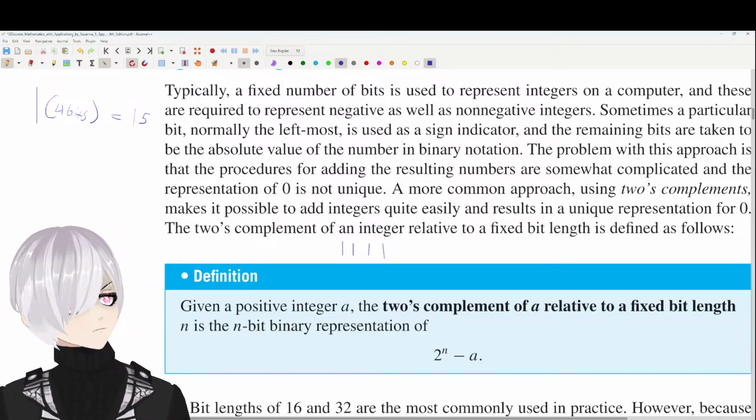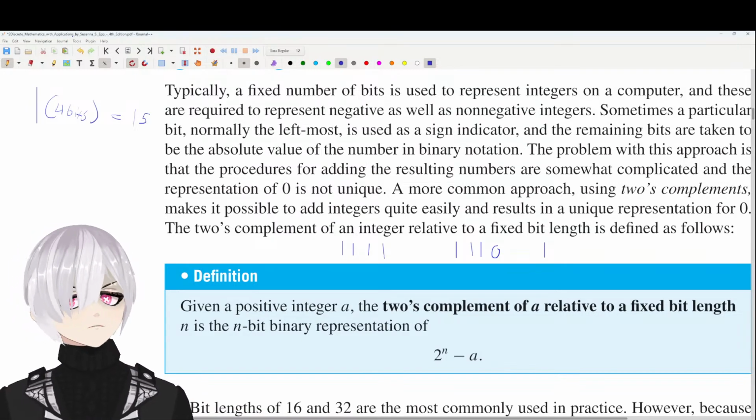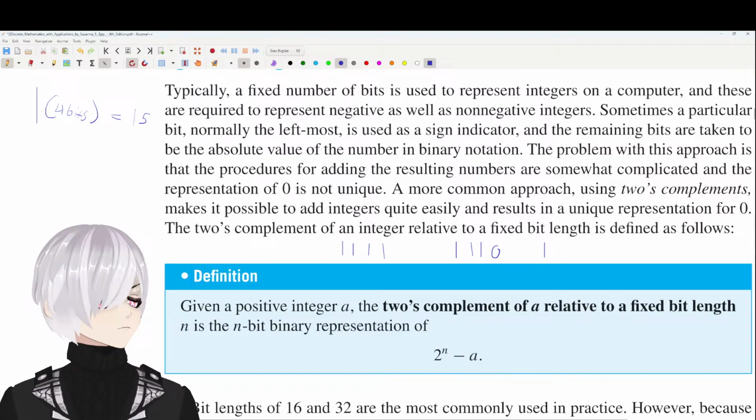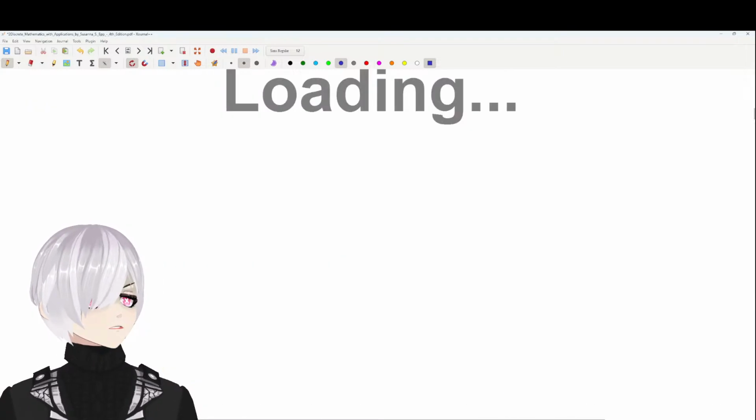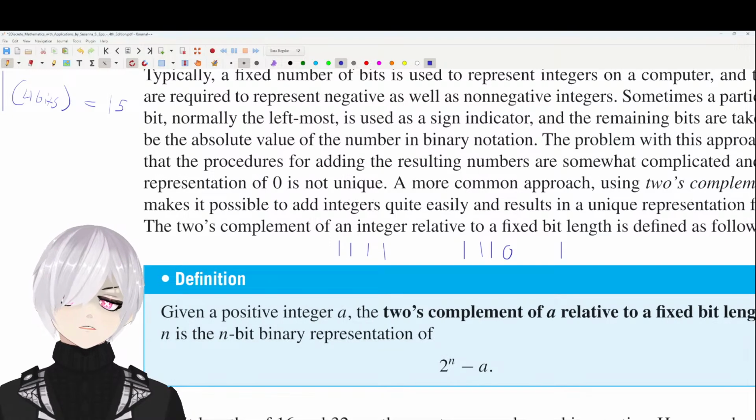I guess it's blurry again. Not sure why. Let me zoom in. Good. Thank you.